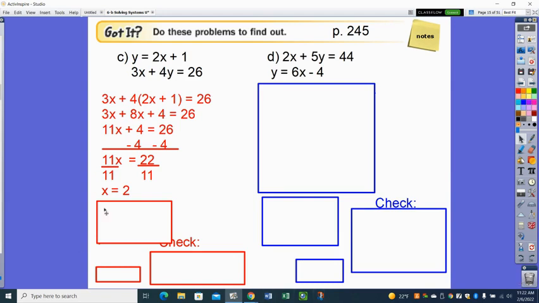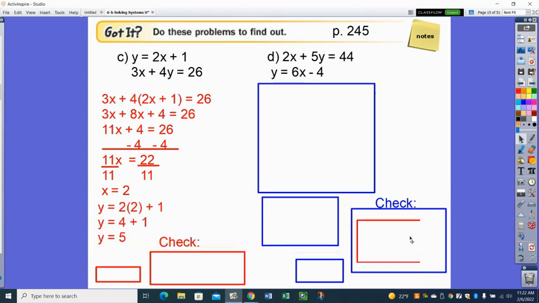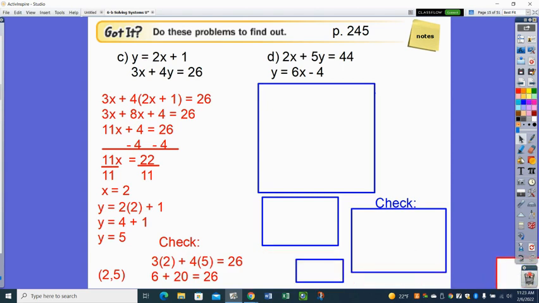And then did you take your 2? Did you put it right there and take 2 times 2 plus 1 to get the y? Did you get a y of 5? So your solution point where the two lines would meet is (2, 5). And then to do the check, you need to check it in the second one because you've already used the first one. And did you do a good check?